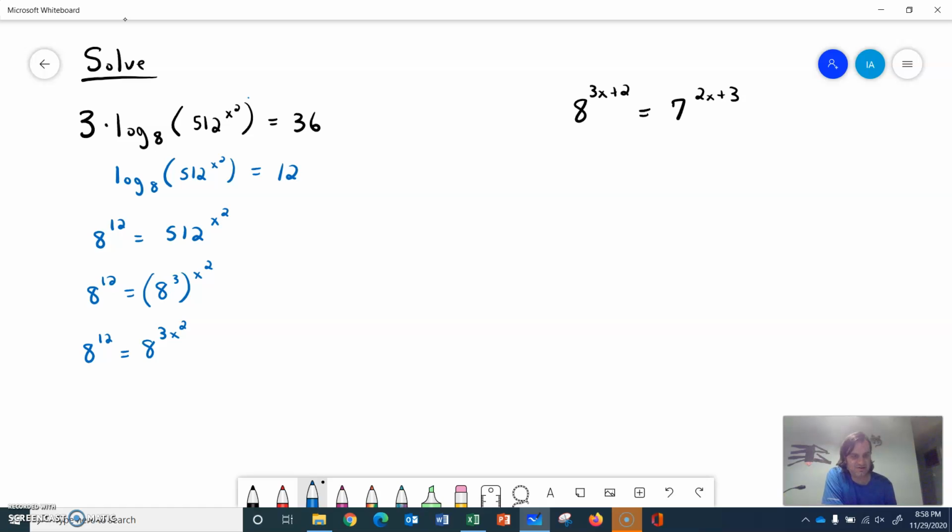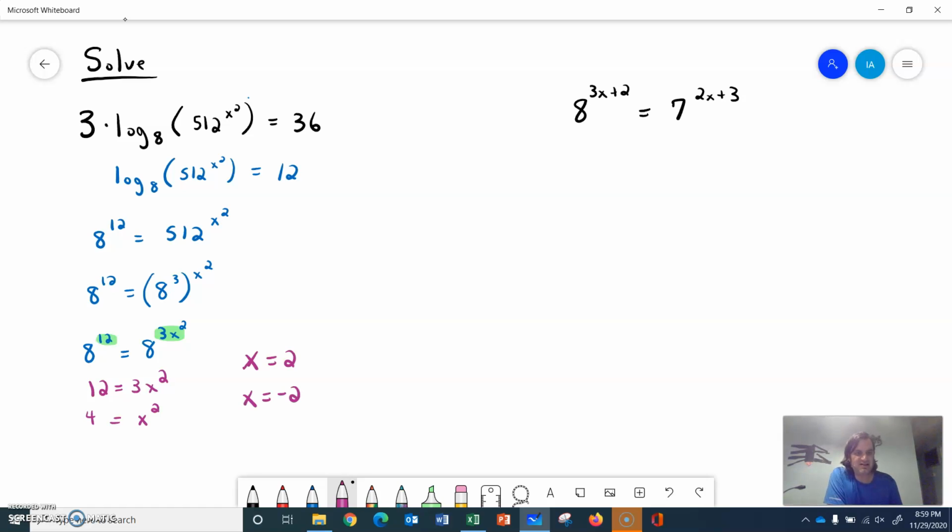Well, that might be a lot of work, and there's probably a different way you could get here. But at that point, you've got like bases: 8 raised to something equals 8 raised to something. So those two somethings must be equal. So we can say 12 equals 3x squared. And if we divide both sides by the 3, we'll have x squared equals 4, which technically gives me two answers: x equals 2 and x equals negative 2.